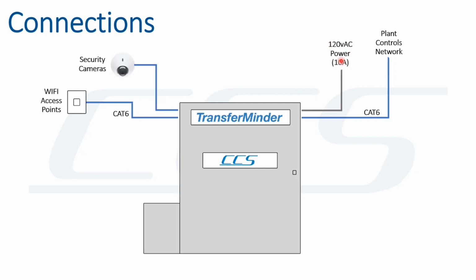120 volt AC power. This will be 15 amps or less, so it could be powered by a single breaker in a power distribution panel. And then category 6 Ethernet cable that connects TransferMinder to the plant network. This isn't required for smaller facilities without a plant Ethernet network. For small facilities that do not have a plant controls network, TransferMinder can stand on its own and can be interlocked with local VFDs or motor starters that do the unloading.